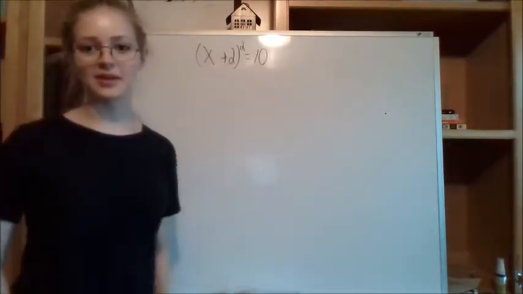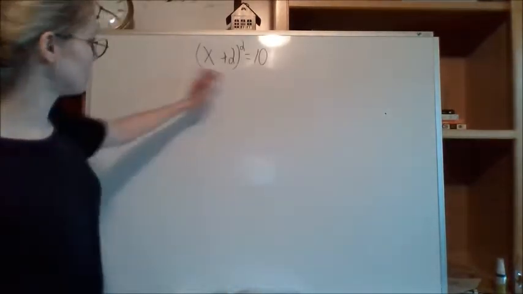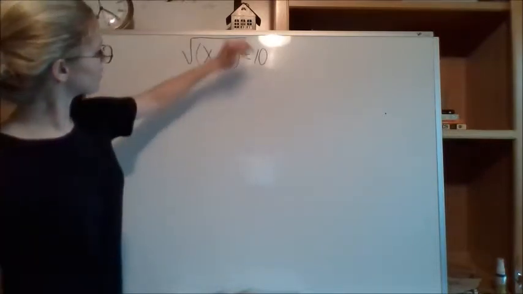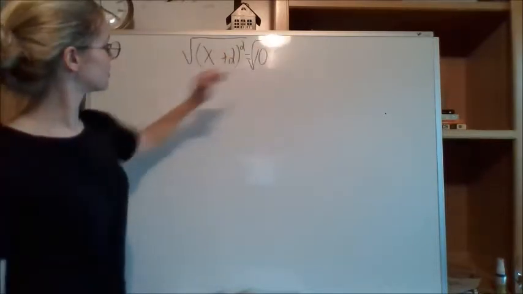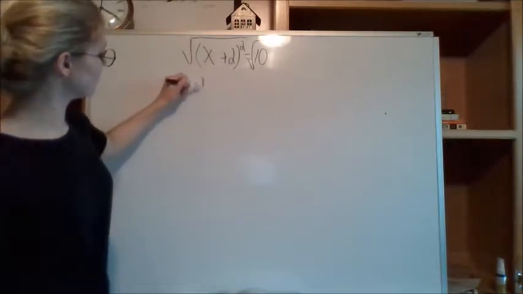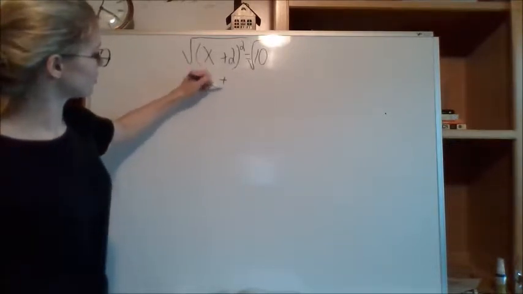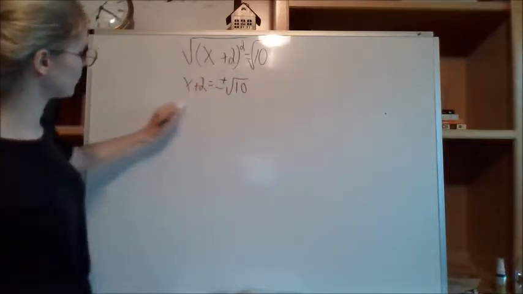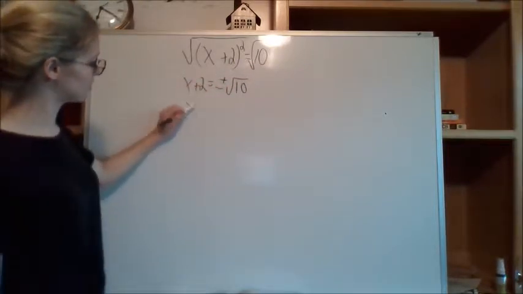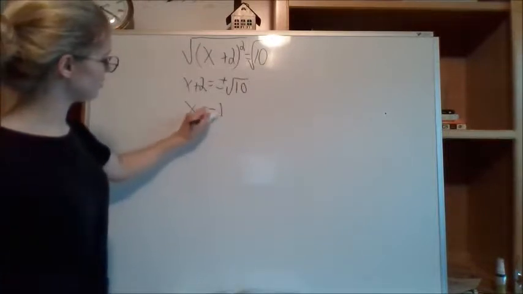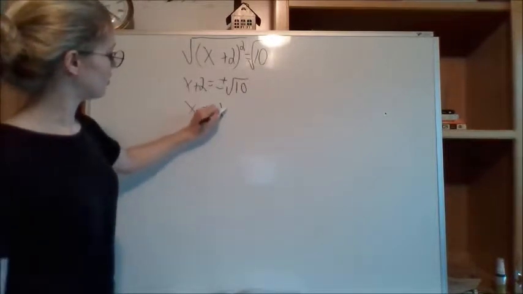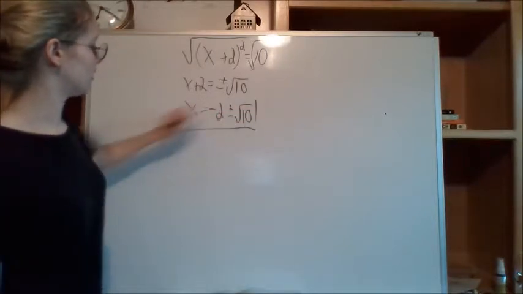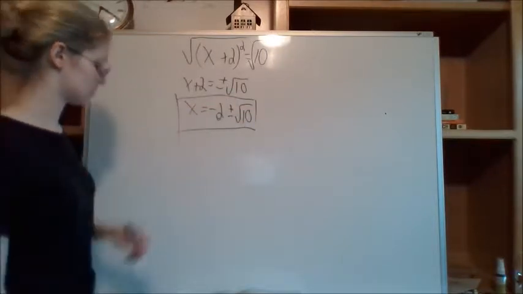So how does this method help us to solve? Taking the problem that we just worked through, we can take the square root of both sides. And we get x plus 2 equals plus or minus square root of 10. If we subtract 2 from both sides, x equals negative 2 plus or minus the square root of 10. And those will be our roots.